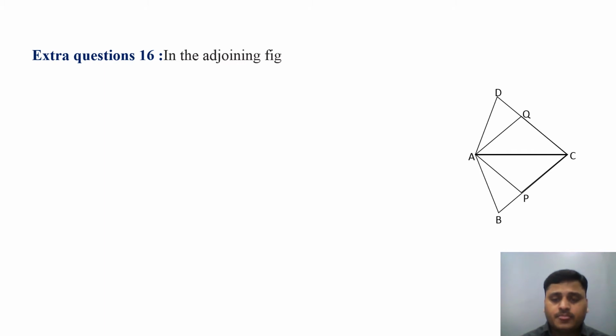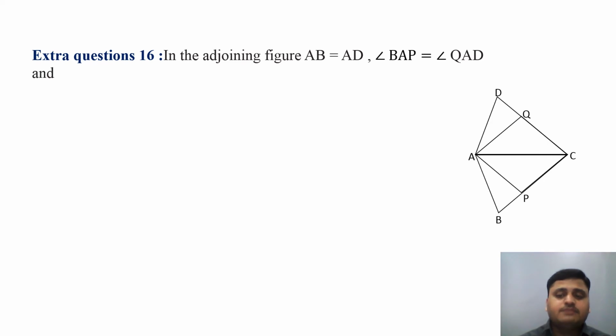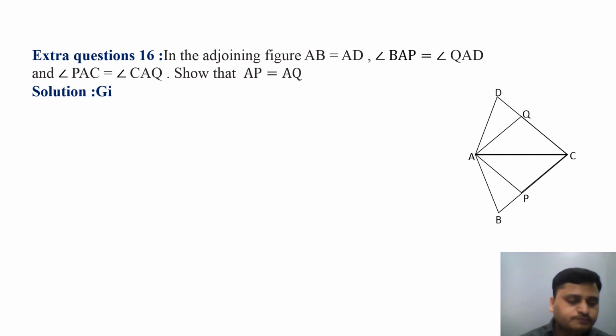Now what is given in this question? Let's read it. In this adjoining figure, AB is equal to AD. This is one thing given, and then it is given angle BAP is equal to angle QAD, and one more thing is given, that angle PAC is equal to angle CAQ. We need to show AP is equal to AQ.